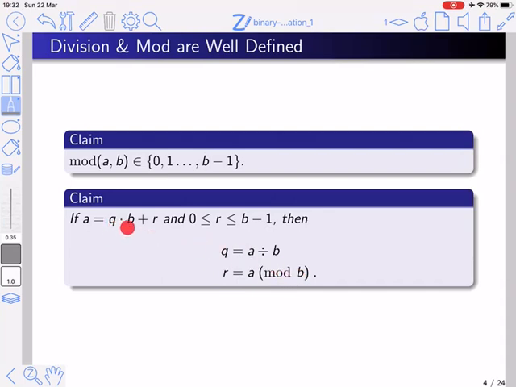That means that there's a unique way of performing division. That's why I say division and modulo are well defined. If I want to define A by B, there's only one quotient and one remainder that I can assign to this operation of division, because whenever I can write A equals Q times B plus R, this Q will be the quotient and this R will be the remainder. Of course, this is provided that R is between 0 and B minus 1. So let's prove this claim, this fact that division and modulo are well defined.